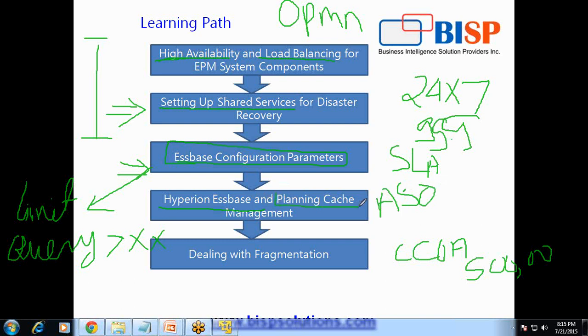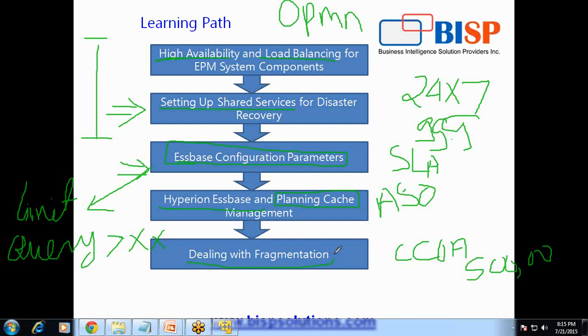So cache management technique is how to change it. Anybody can do this, Google it and see it. But which cache, and how much needs to be changed, that is more important. And there are certain recommendations which Oracle has given for cache management. We'll talk about them as well.